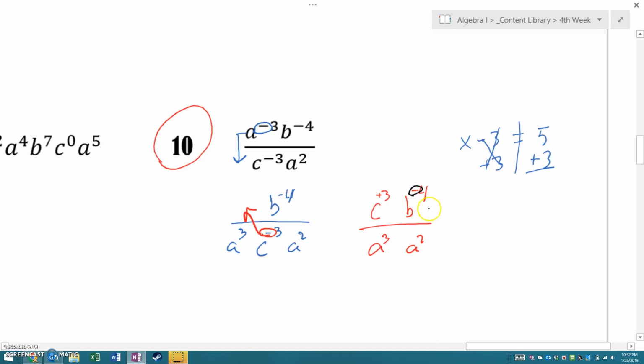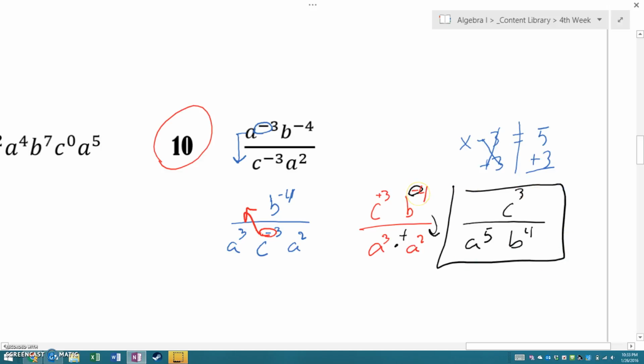The very last part, I'm going to kind of speed up here. B has a negative exponent. That's going to move down. Here, because you're multiplying these, you can go ahead and add those exponents up. So c is going to be cubed. There are 3 and 2, so a to the 5th. And because I moved this b across, that's going to be a +4. That would be your final answer.